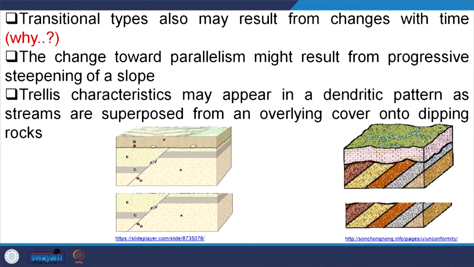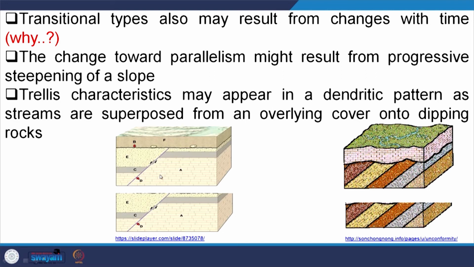So, there are some drainage patterns which are called transitional. They neither fully indicate a particular type of basic pattern. These transitional types are more important in terms of tectonics and climatic changes, because they are transferring from one pattern to another pattern. That means a dynamic system is there; tectonically more active areas generally show this type of transitional drainage pattern. The change towards parallelism might result from progressive steepening of slope, and steepening of slope is due to upliftment.